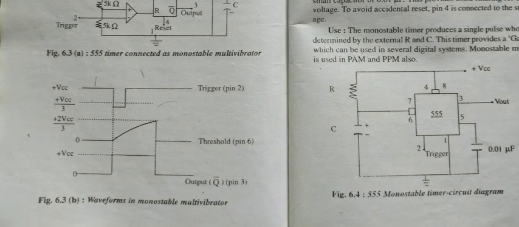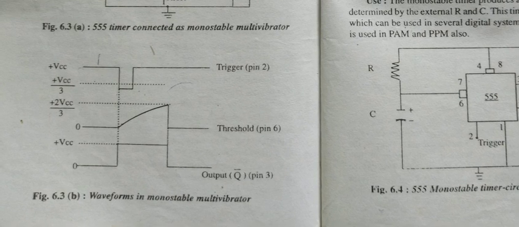The trigger is pin number 2, and pins number 6 and 7 are connected with each other in monostable multivibrator. This is the first property of monostable multivibrator. Then the trigger input is a narrow pulse with a quiescent value of VCC. VCC is how much? VCC is approximately between 4 volts to 16 volts. While performing practicals in our college, we use 5 volts.